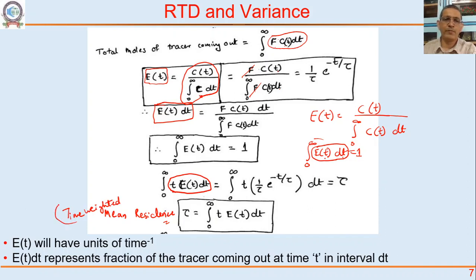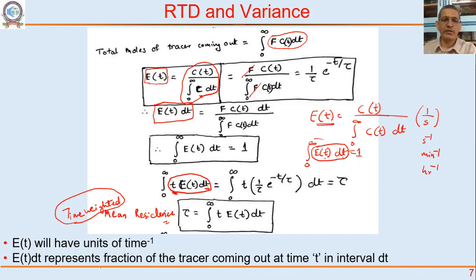That's the meaning of mean: time weighted. It is weighted with respect to time, statistics. So tau would be integral 0 to infinity t E(t) dt. Recall, units of E(t) would be 1 per time: 1 per second, 1 per minute, second inverse, minute inverse, hour inverse. That would be the units of E(t).